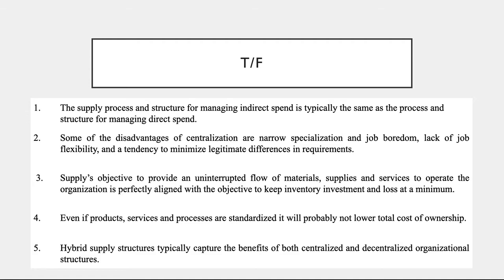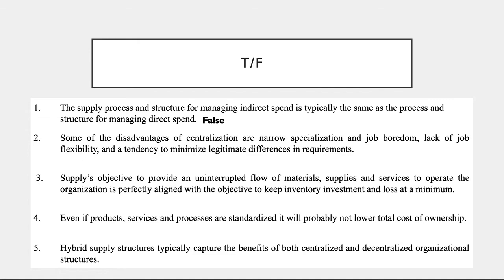Now let's go to true or false questions. Question number 1. The supply process and structure for managing indirect spend is typically the same as the process and structure for managing direct spend. This one, of course, is false. As we know, direct spend includes any goods that go into the end product or service. However, indirect spend includes purchases such as professional services, utilities, travel, etc.